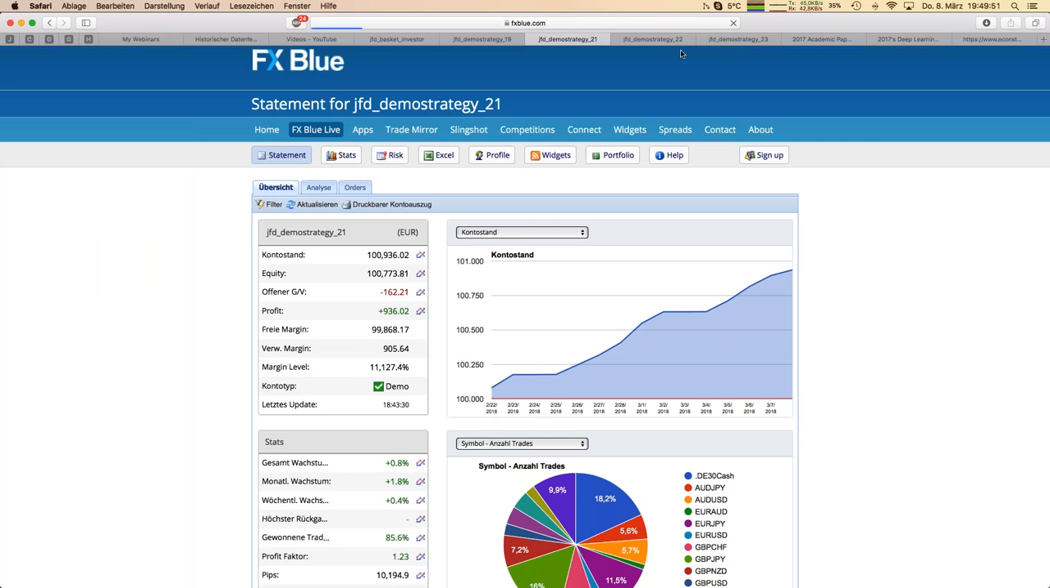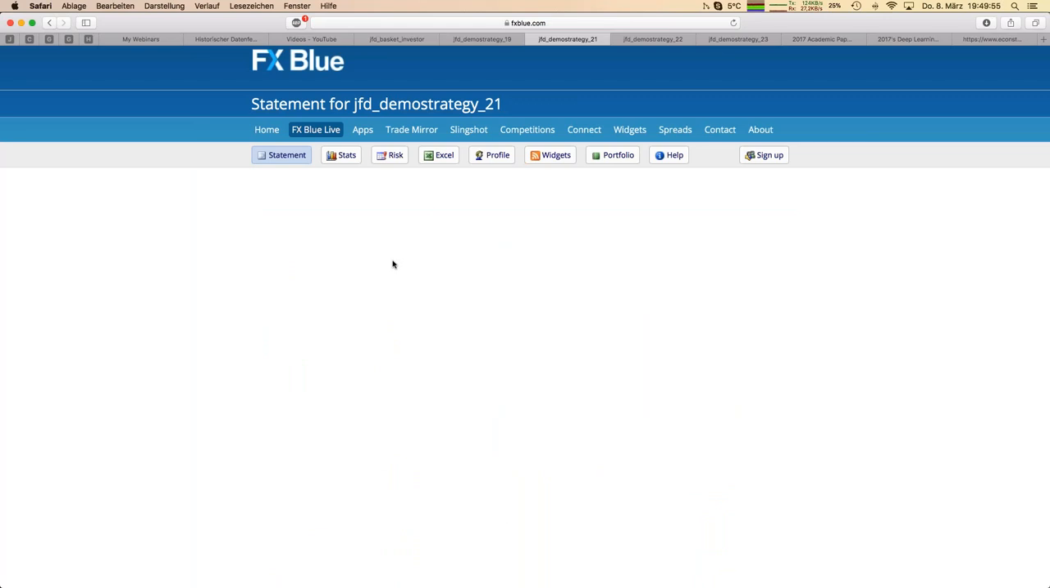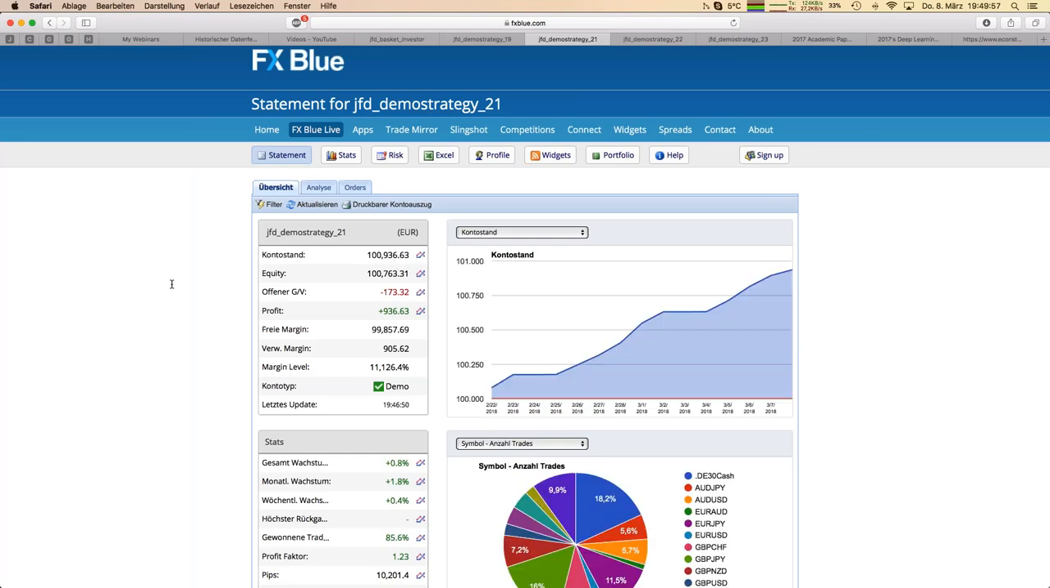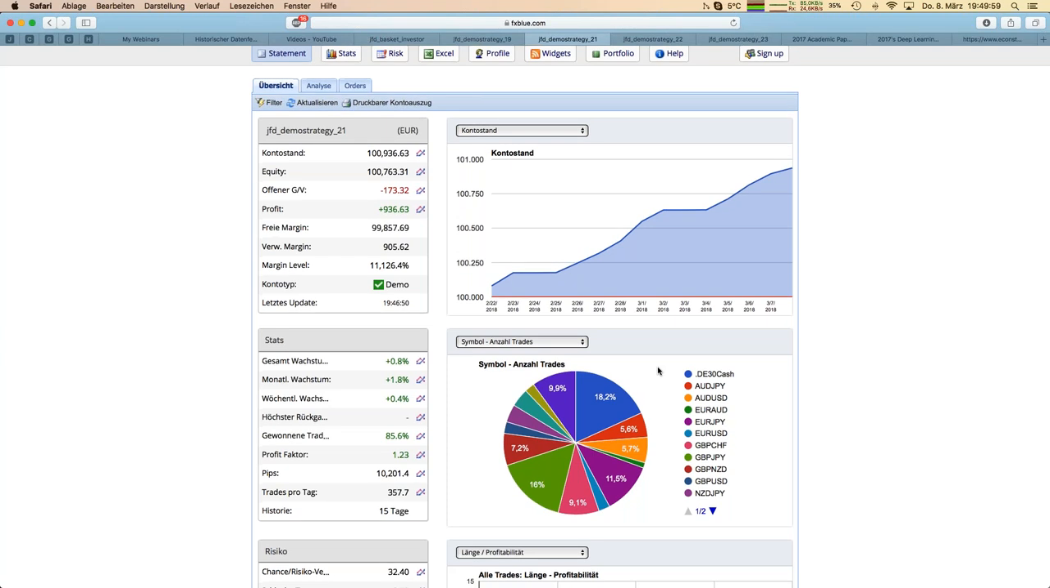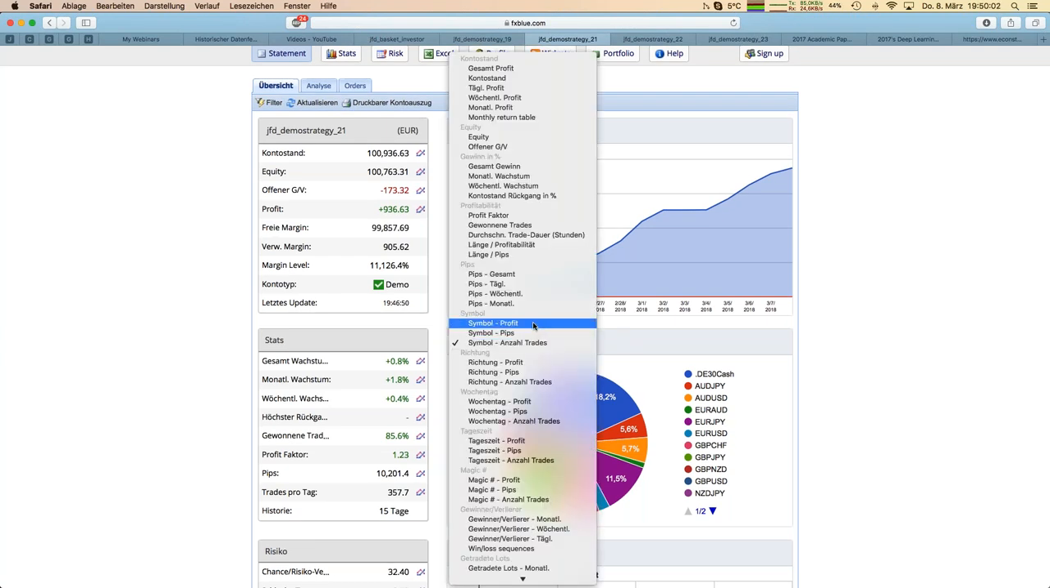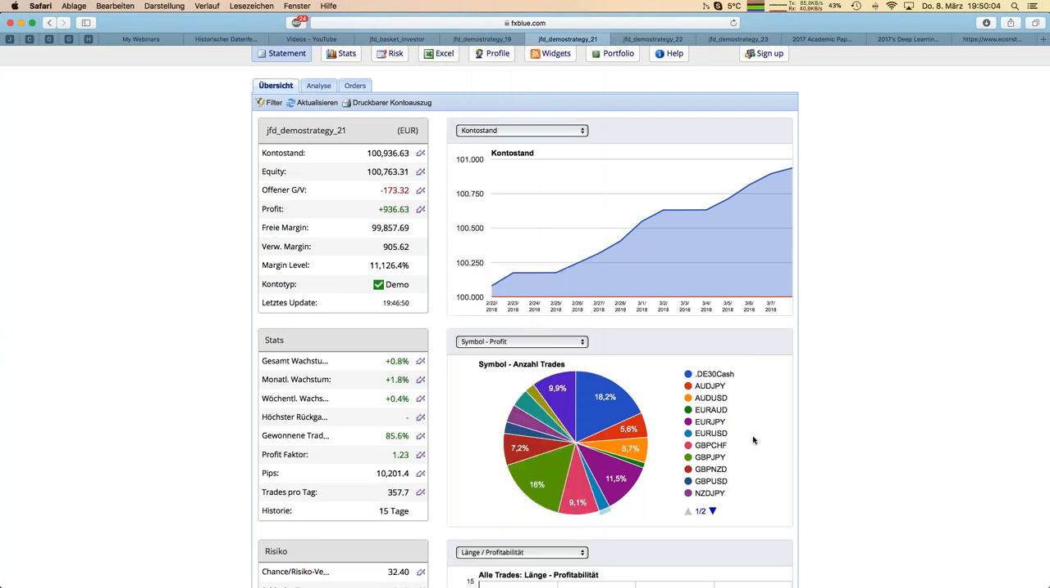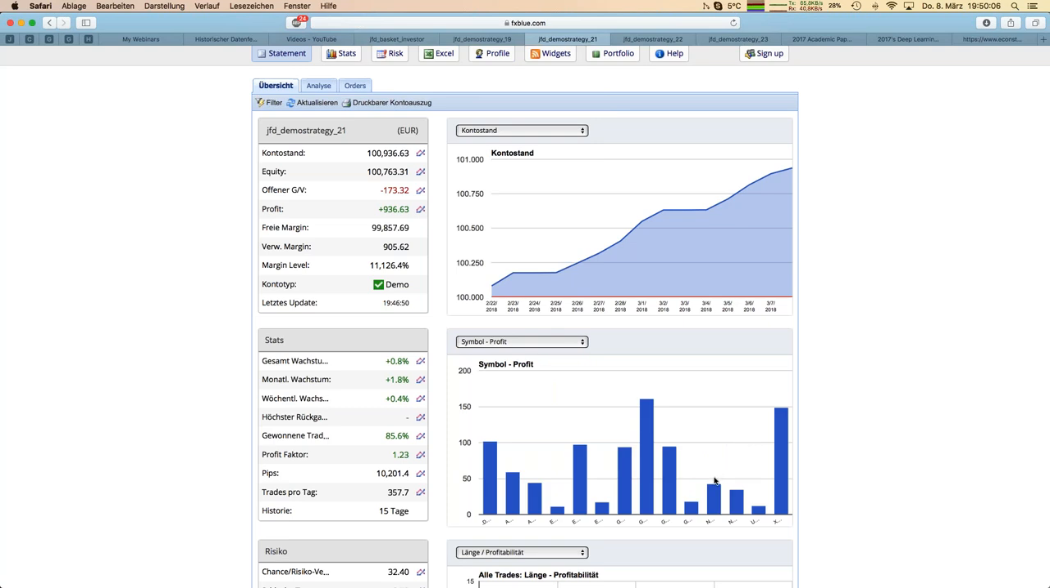Let me refresh that picture. So now we are at 936 euros right now, and I trade a lot of different symbols here, and I finally changed the philosophy to my Excel sheet. Therefore, there are some underlyings which are not traded anymore, and at least for the last 2 weeks, you see best results.